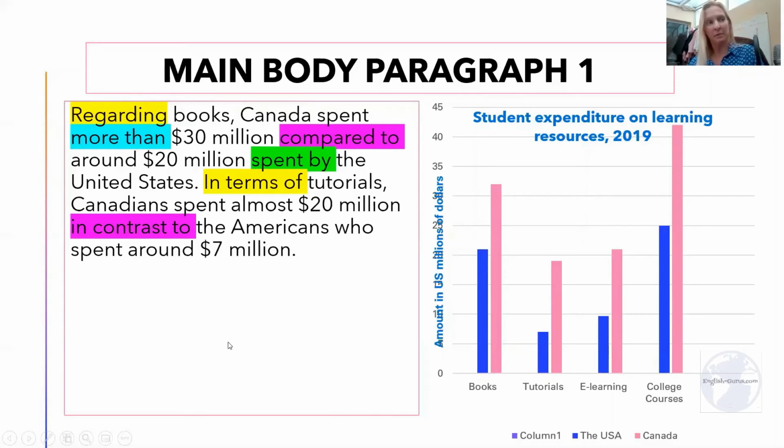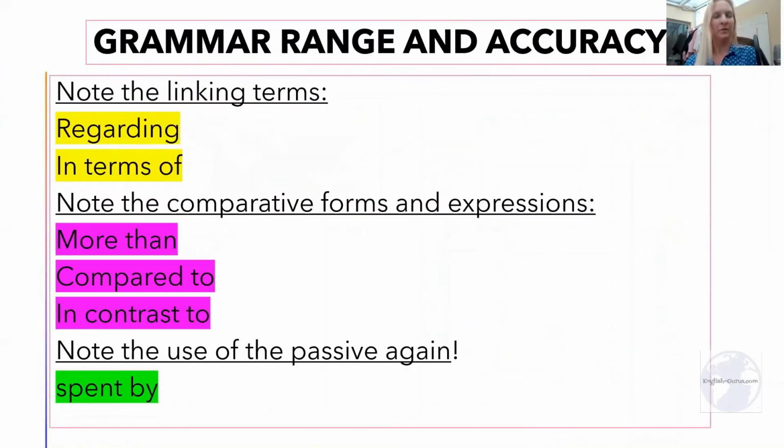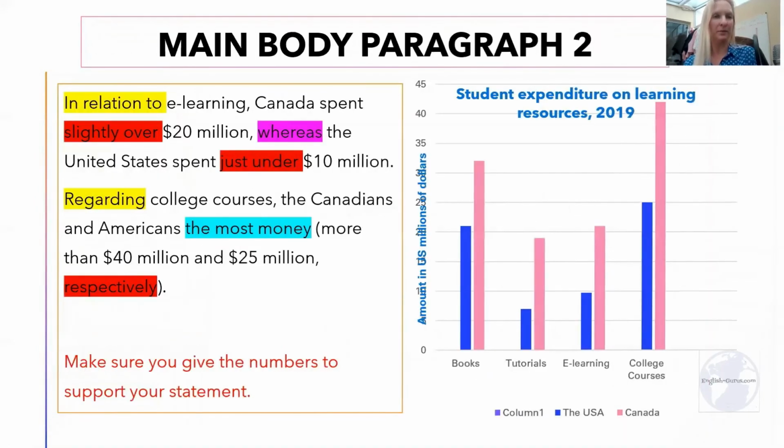So as you can see in main body paragraph 1, I've given a lot more detail. I've given numbers, figures, and I've made 2 comparisons. So that's really the idea of main body paragraphs 1 and 2. Make your comparisons or similarities and use your linkers. These are cohesive devices that will help you increase your score. You'll get a better score in IELTS if you do that. So the linking terms, comparative forms, and the use of the passive.